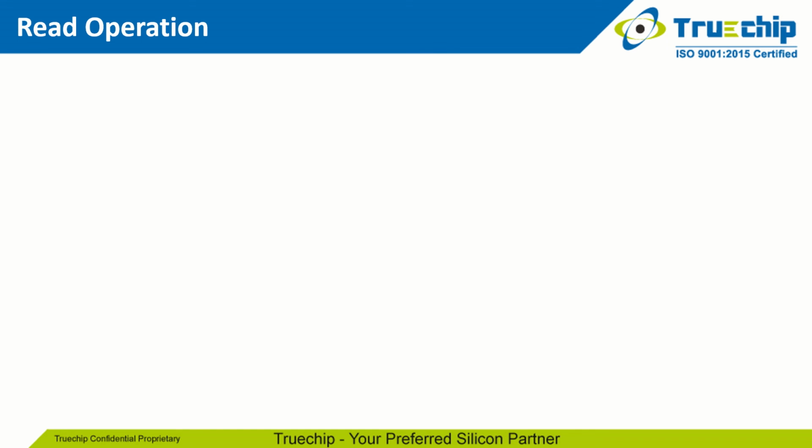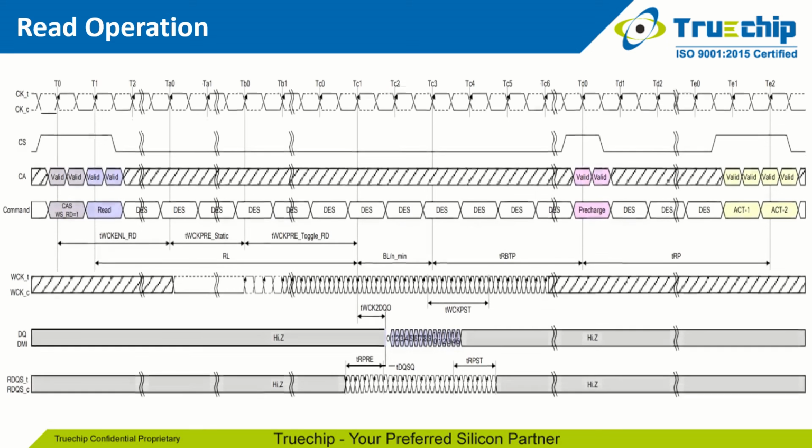So here comes the read operation. As mentioned in the write operation, the bank must be active before the operation. It needs to be active in the case of a read operation as well. As mentioned before, along with all the signals in the write operation, there is an addition of the differential signals RDQS-T and RDQS-C, which are the read data strobe signals used in the case of a read operation.